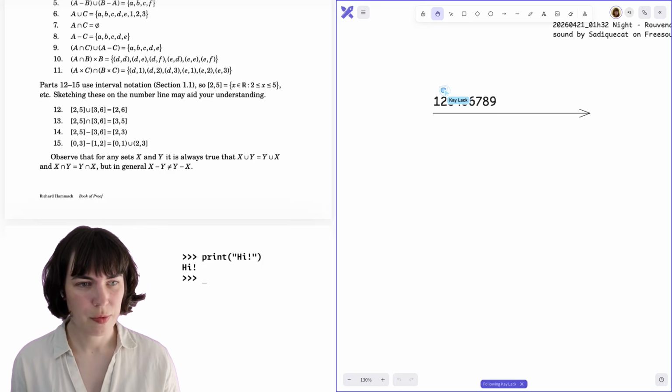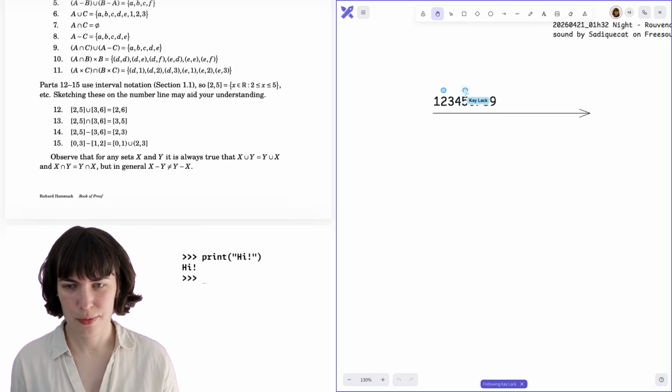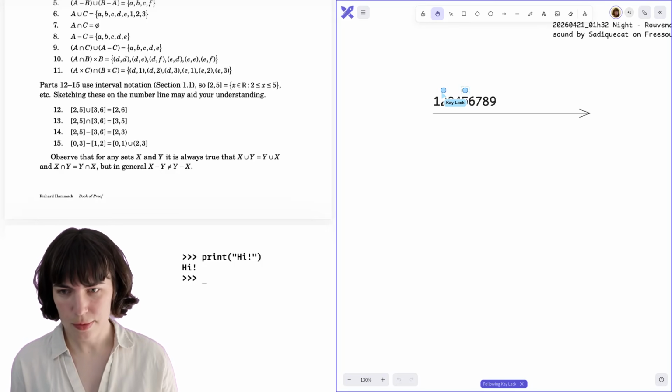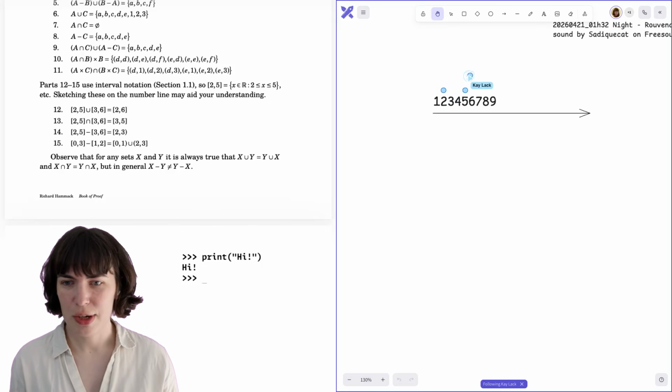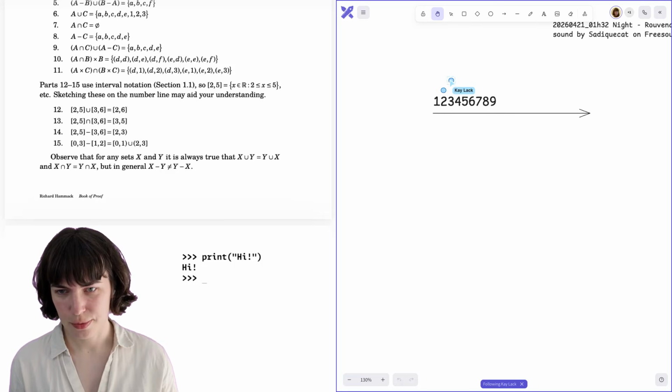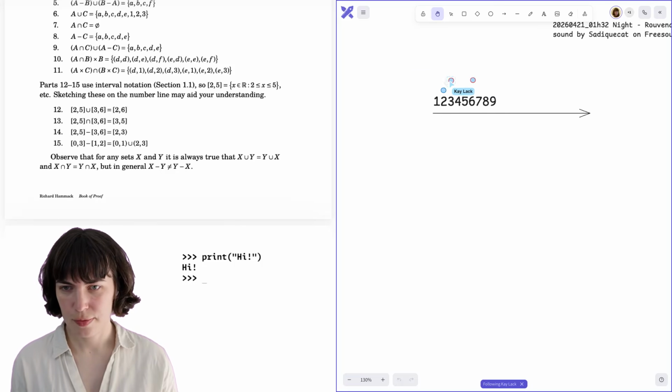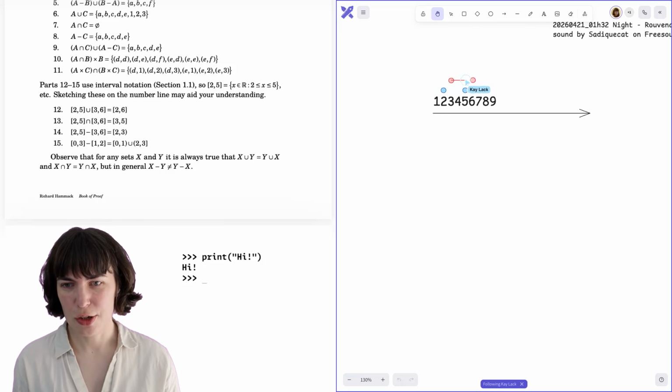Okay. 2 to 5 and 3 to 6. So let me try and join these up. Can I even stretch these out? I trust you, I trust you to run untrusted code on my machine.